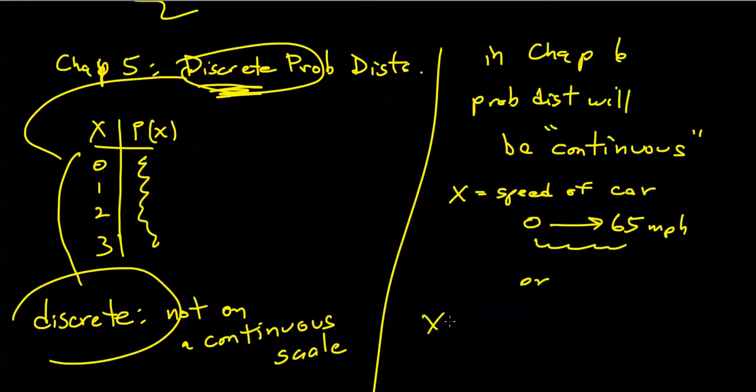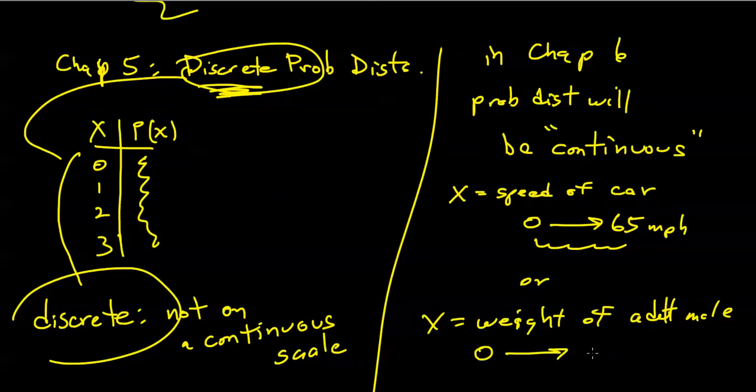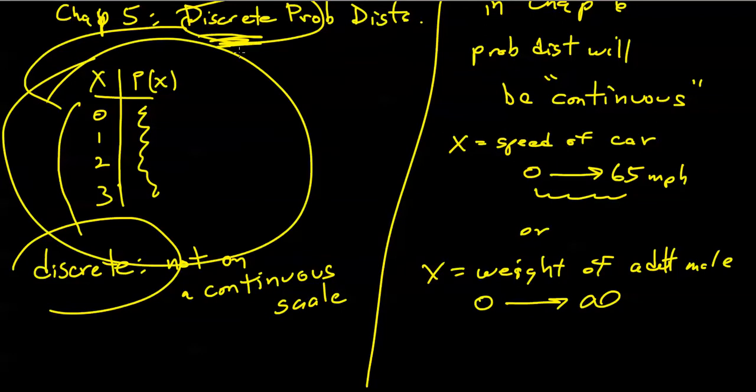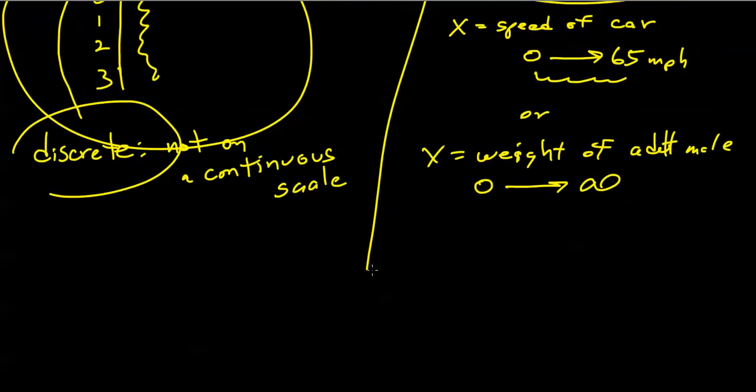Or I could let x be the weight of an adult male. And theoretically your weight could be anything from 0 to infinity. Well, what we're getting at here is we can't use a list or a small table like we did in Chapter 5 to just assign probabilities in the continuous case. There's just too many values. If I try to make a list here and indicate the probability that x is 10 miles an hour or 50 pounds or whatever, there's infinitely many values of x.